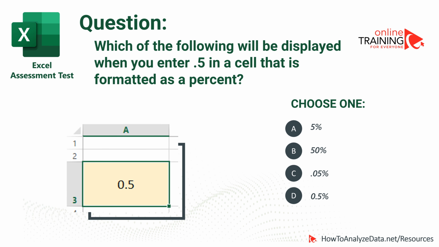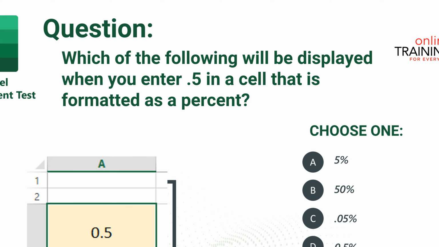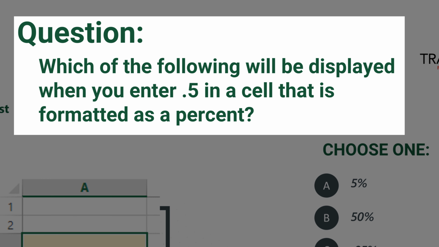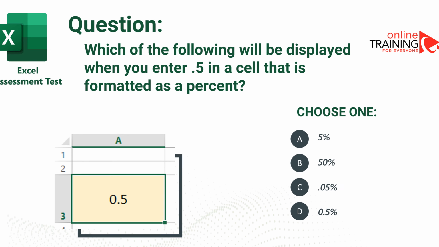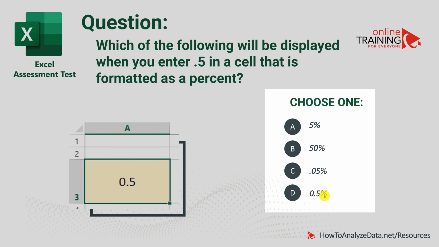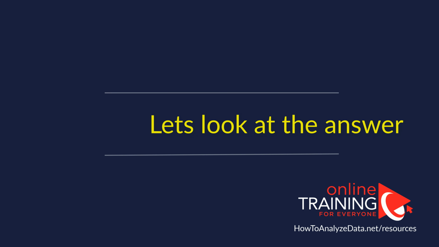Let's look at a question to test your knowledge of Excel data types and their formatting options. Which of the following will be displayed when you enter 0.5 in a cell that is formatted as a percent? And then you have four choices: 5%, 50%, 0.05%, and 0.5%. Which one would you choose?